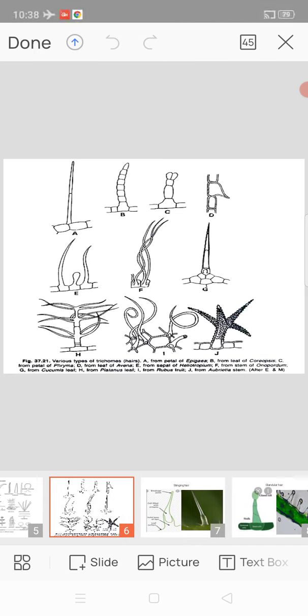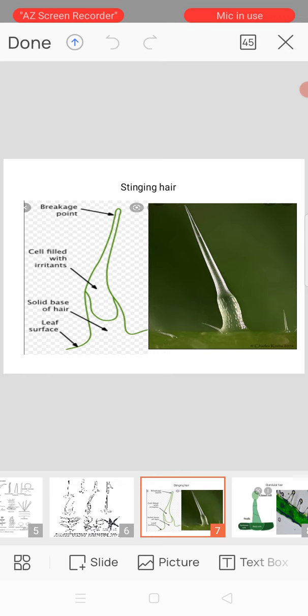Some important types have been described here. Mainly three types of trichome are there, namely stinging hairs, glandular hairs, and scale or peltate hairs. First, stinging hair. This is the structure of stinging hairs.